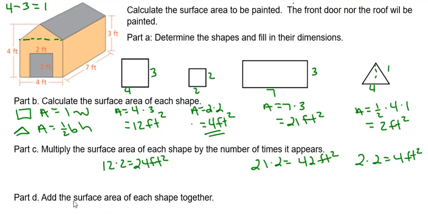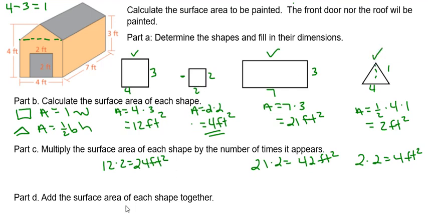So the last part is to add the surface area of each shape together. Keep in mind, I'm not painting my front door. So I'm actually going to wind up subtracting that value. So I'll add the 2 fronts of my house, I'll add the 2 sides of my house, and I'll add the 2 triangles that make up the front part of my house. But I will subtract out the front door.